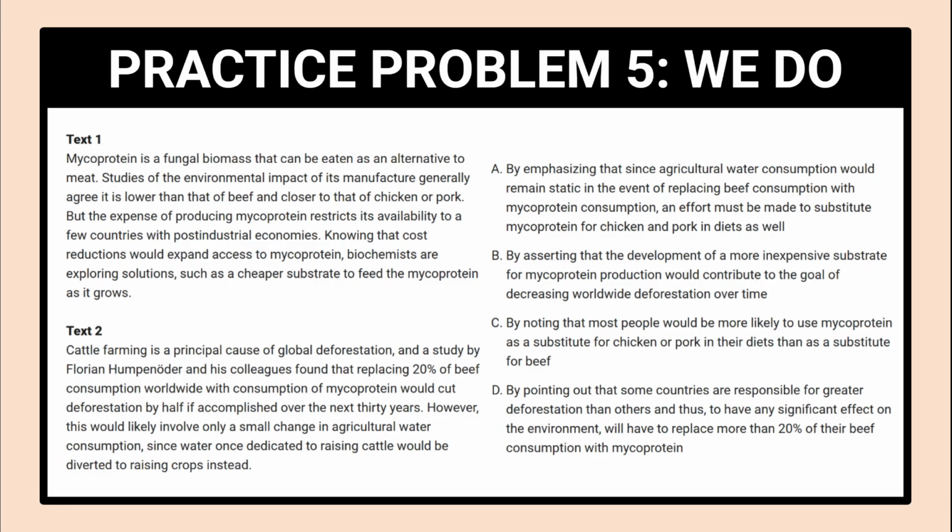The study by Florian and his colleagues found that deforestation would be reduced by half over the next 30 years if 20% of beef consumed worldwide was replaced with microprotein. So, text 1 points out that microprotein is not widely available because of the high production cost. But it also says that the problem could be addressed by the creation of a cheaper substrate to feed microprotein. So this suggests that text 1 is asserting that developing a less expensive microprotein substrate would lead to reducing deforestation, described in the findings of text 2.